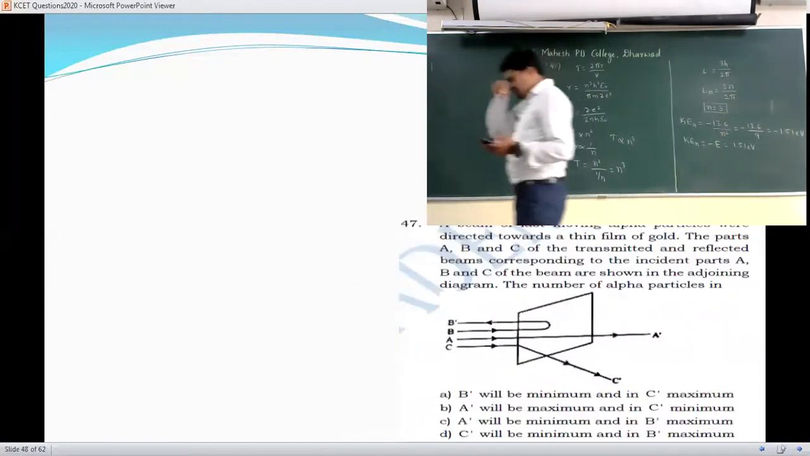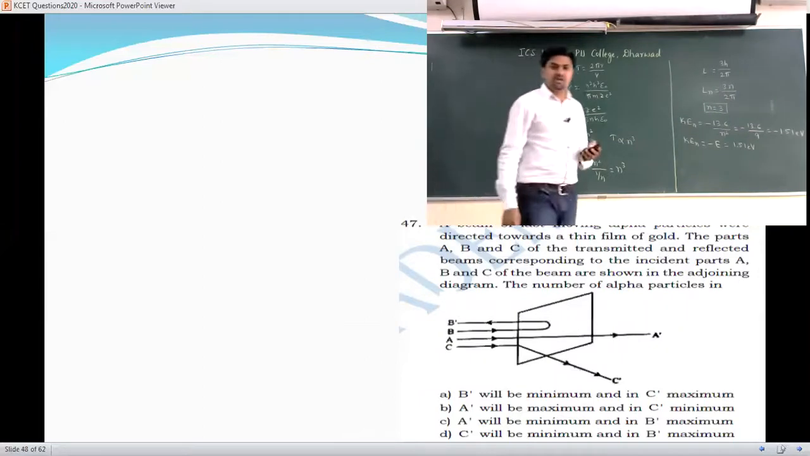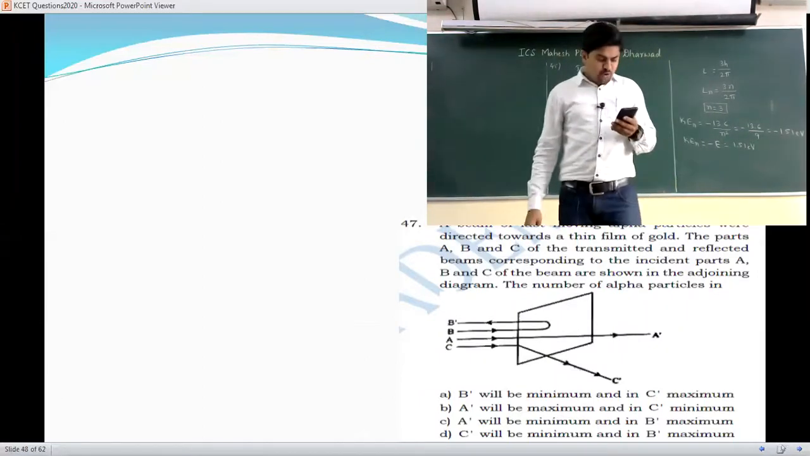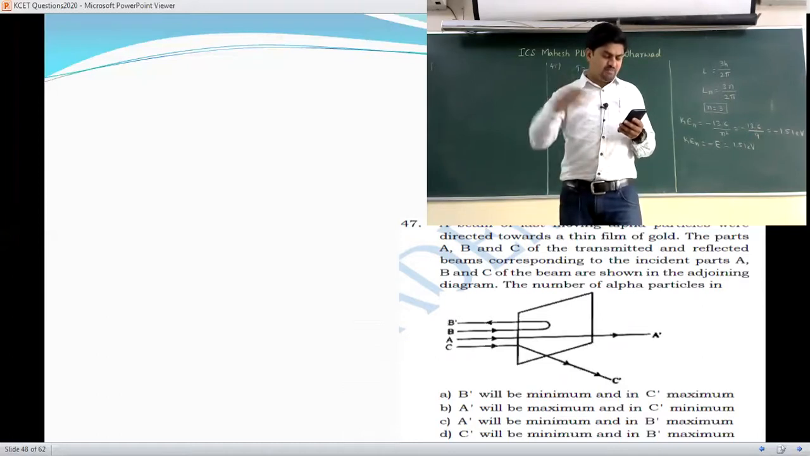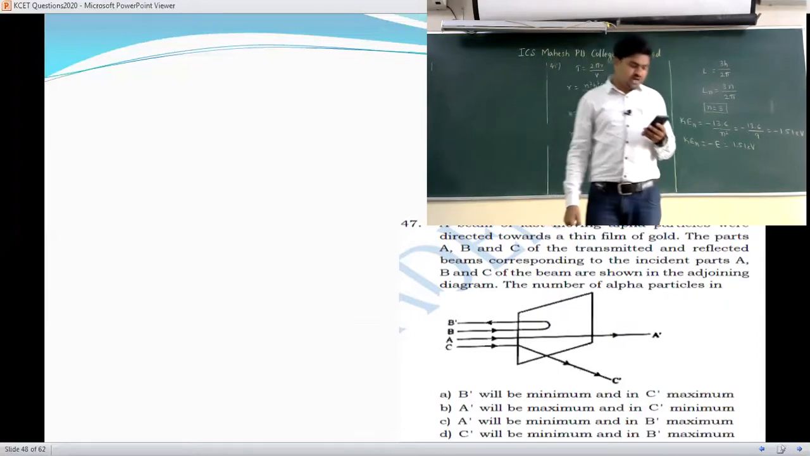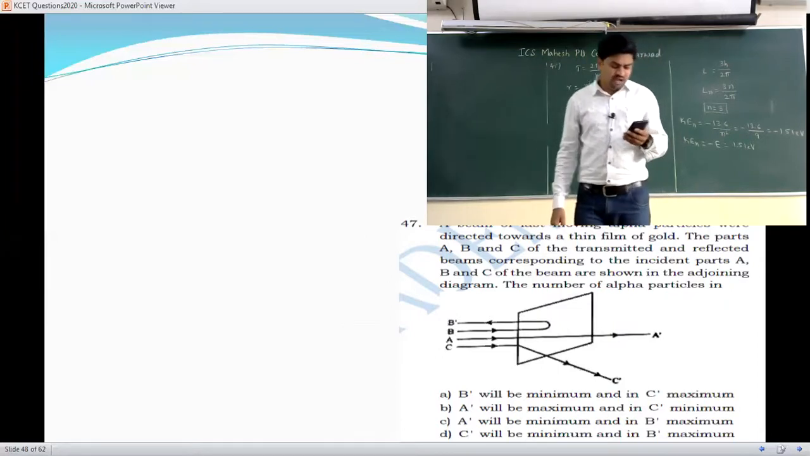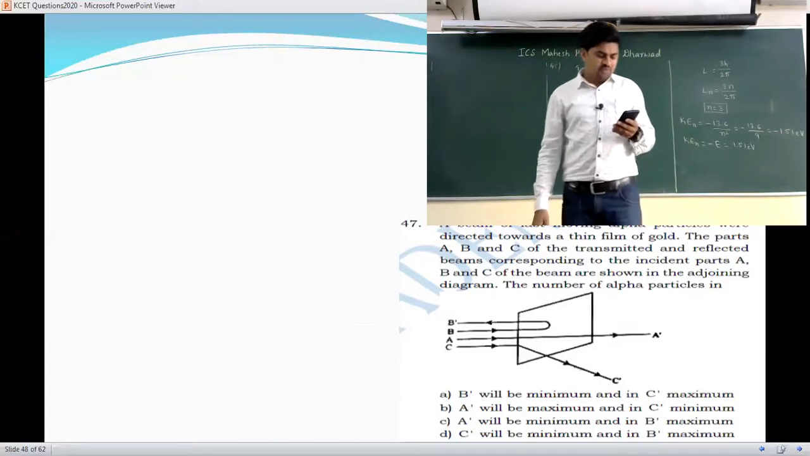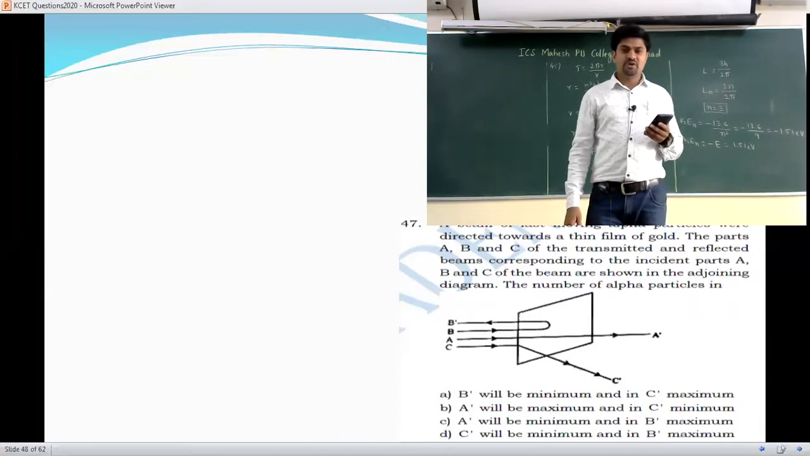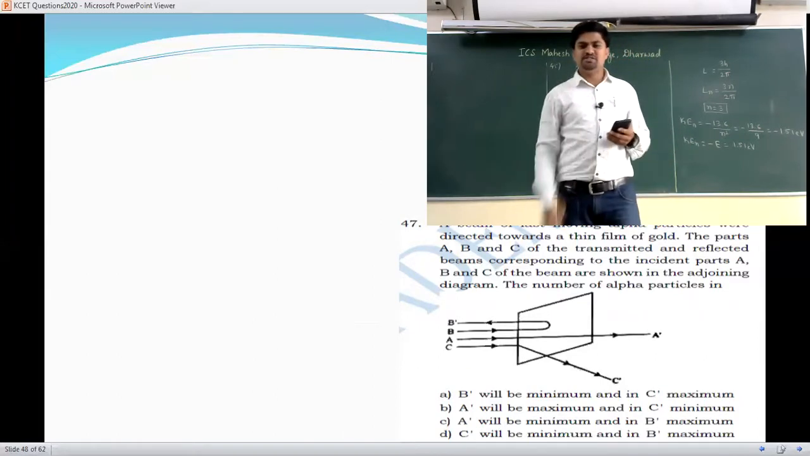47th question. This question is completely theoretical, you just have a look over the diagram. A beam of fast moving alpha particles were directed towards a thin film of gold. The paths A, B, C of the transmitted and reflected beams corresponding to the incident paths A, B, C of the beam are shown in the adjoining diagram. The number of alpha particles, where it is minimum and where it is maximum, they have given.